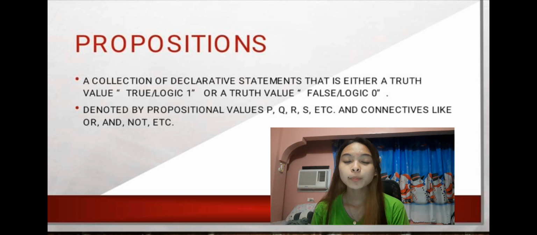Propositions. Propositions are a collection of declarative statements that have a truth value, either true or logic 1, or false or logic 0. They are denoted by propositional variables P, Q, R, S, etc., and connectives like or, and, not, etc.